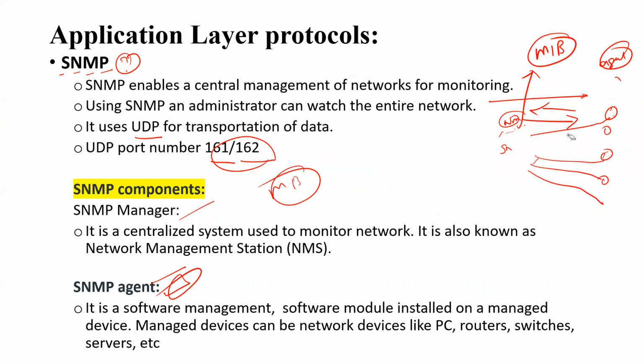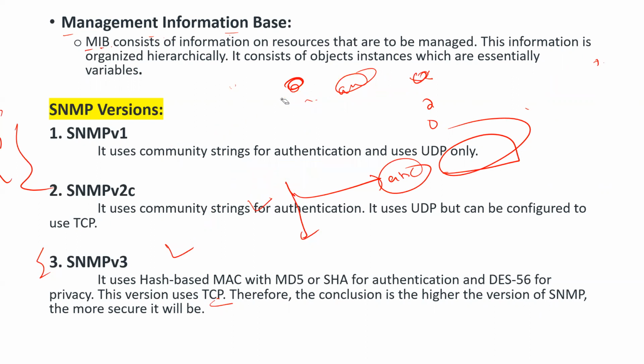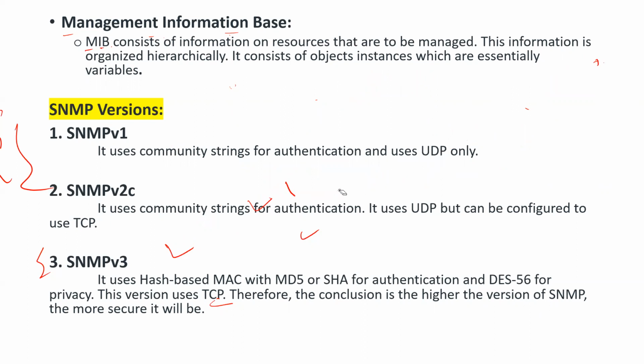In SNMP version 1, we create passwords and all. Creating a password, in the sense, we cannot say it's a password in the organization, but it's called a community string. By using the community string, both the SNMP manager and the resource will be authenticated with each other.